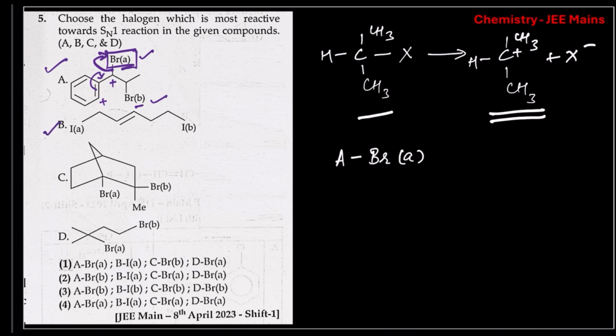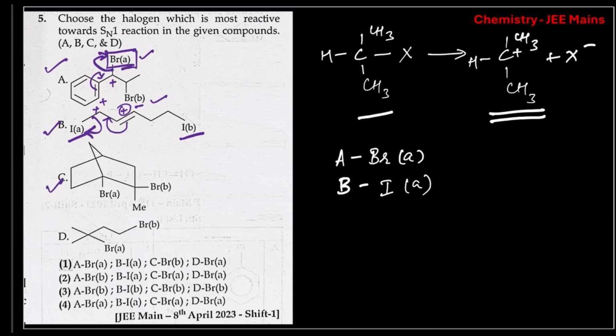Next, option B. Now, iodine marked as A and iodine marked as B. If this iodine marked as A leaves as iodide ion, then there is positive charge on this carbon. This positive charge gets delocalized due to the presence of the pi bond on the adjacent carbon. So, the carbocation formed if iodine marked as A leaves as iodide ion is more stable than the carbocation formed if the iodine marked as B leaves as iodide ion. So, the halogen which is more reactive here is the iodine marked as A. So, for option B, it is iodine which is marked as A.